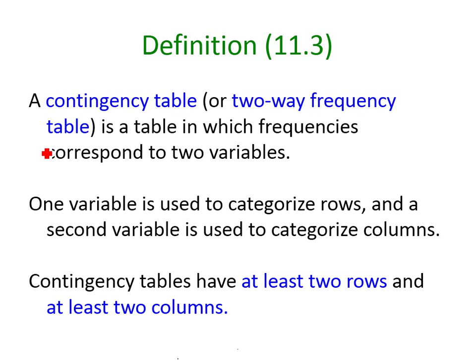A contingency table, or a two-way frequency table, is a table in which frequencies correspond to 2 variables. One variable is used to categorize the rows. A second variable is used to categorize the columns. Contingency tables have at least 2 rows, and they have at least 2 columns.